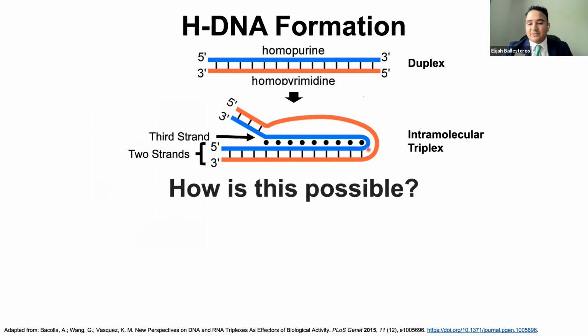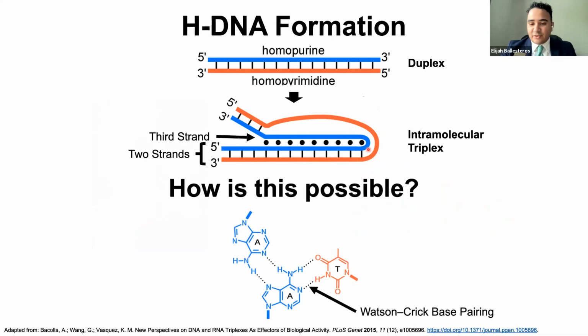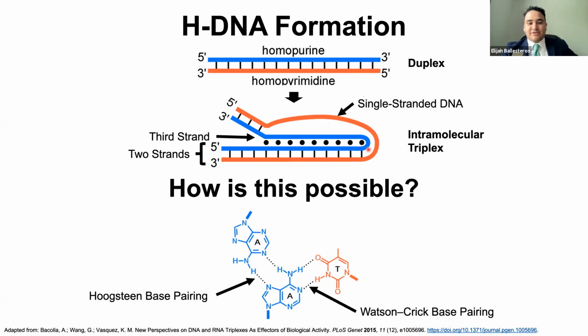So how is this possible? Well, traditional bDNA only forms Watson-Crick base pairing, but hdNA utilizes both Watson-Crick and Hoogsteen base pairing. The difference is the position where the bases are hydrogen bonding. Again, as my colleagues have pointed out, the single-stranded DNA is also highly vulnerable.